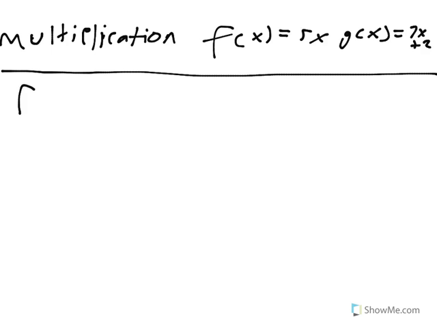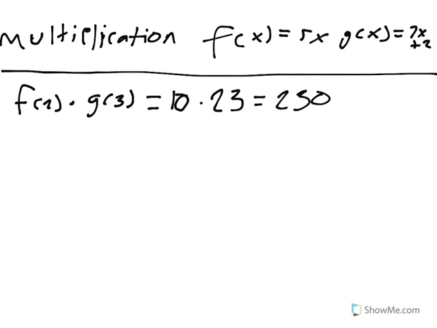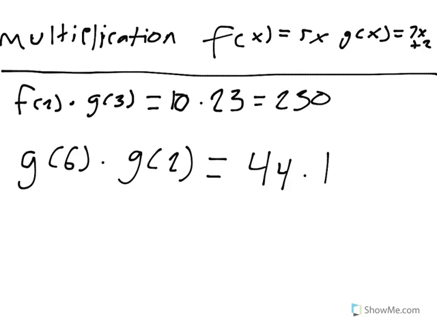For the multiplication examples, we're going to use f of 2 times g of 3 for our first one. And that's the same thing as always. You put in the 2 and put in the 3, and it gives you 10 times 23, which is 230. One more example, they might throw at you a g of 6 times g of 2, or g of x times g of x, with different x's, of course. In this case, it would be 44 times 16, which is 704. So just be ready for one of those.